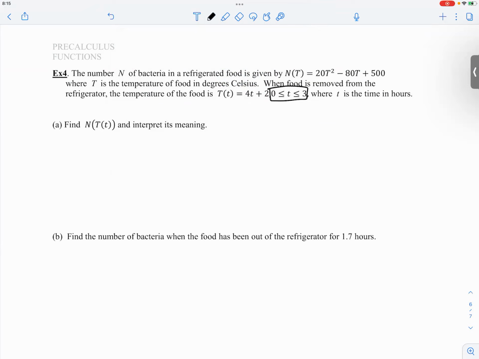is that there's a little interval that t is between 0 and 3, okay? And T of T, it's only 4T plus 2. Okay, so I'm not sure how it is printed on your paper, but it could get a little bit clumsy here.